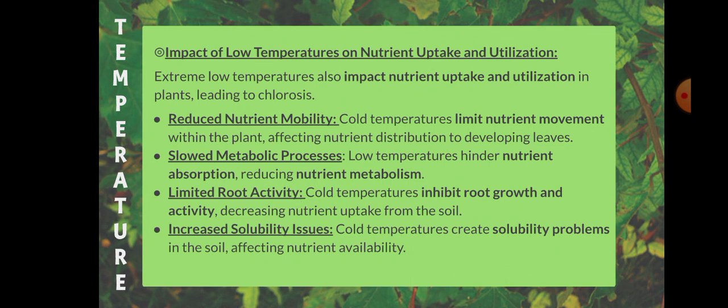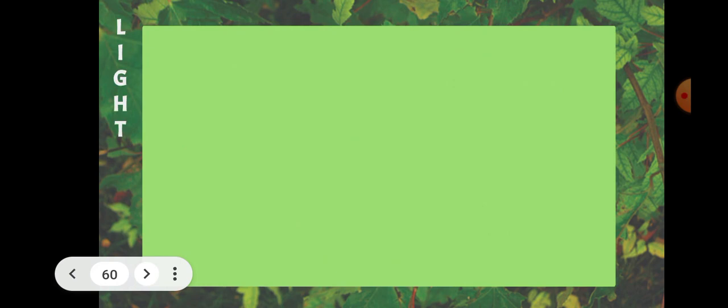The next one is limited root activity. In cold temperatures, root growth is inhibited and it decreases the nutrient uptake from the soil. The fourth one is increased solubility issues. In cold temperatures, solubility issues are caused in the soil, which affects the availability of a nutrient.